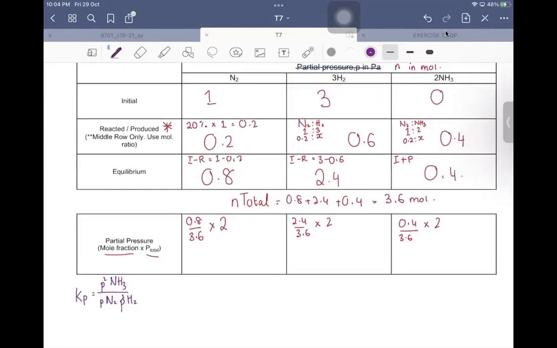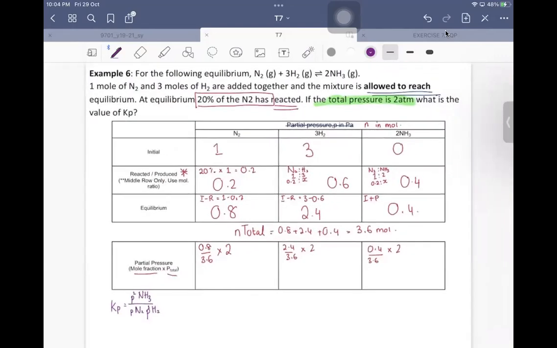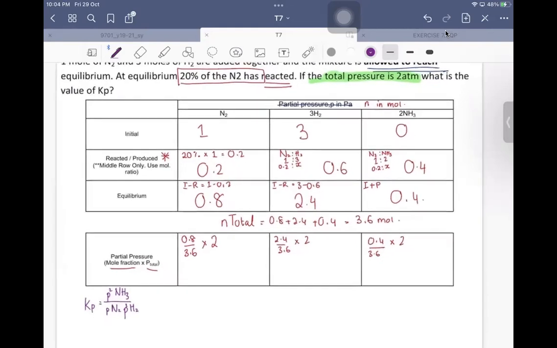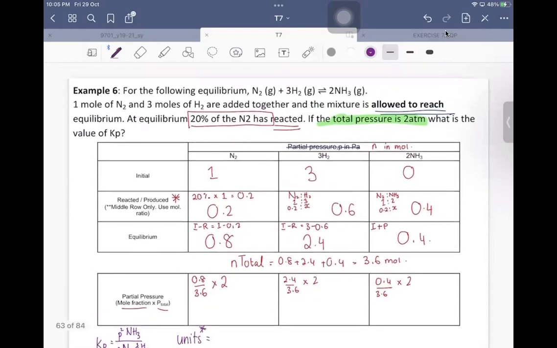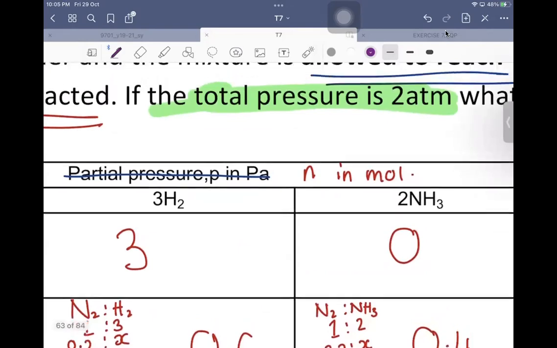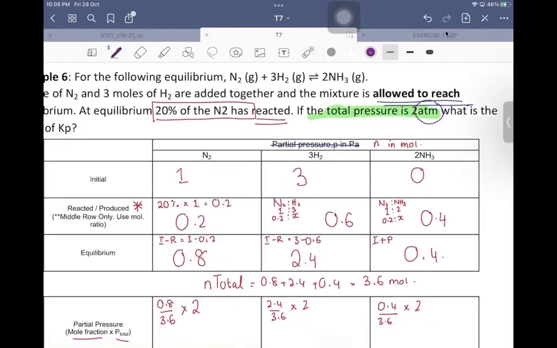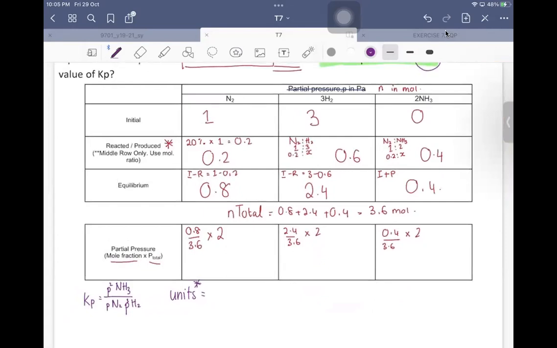So we'll see. I don't have the answer right here. So please try this out and then check if your answer matches with the answer I have in the forms later on. All right. Don't forget your units. Units is important. You have to work it out. They give you in terms of atmosphere, so you should have it as atmosphere, if there is a unit. All right, so that's all the example for Kp.